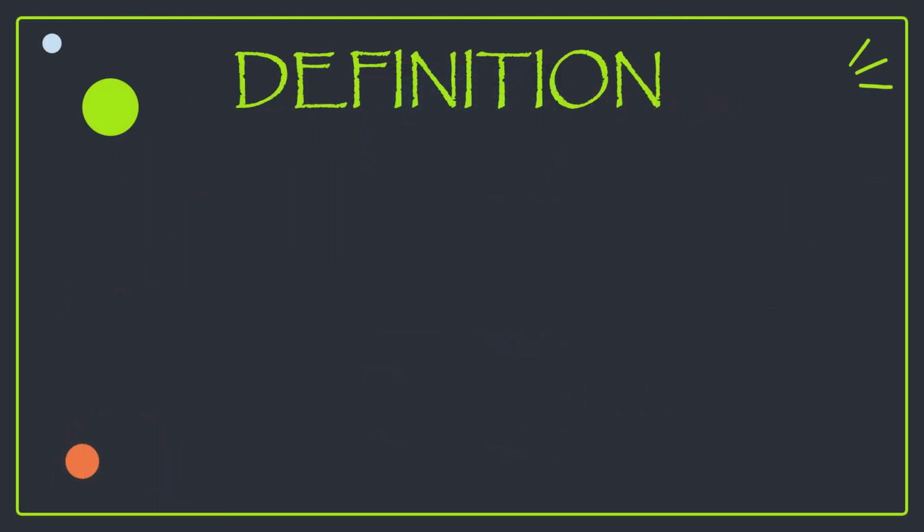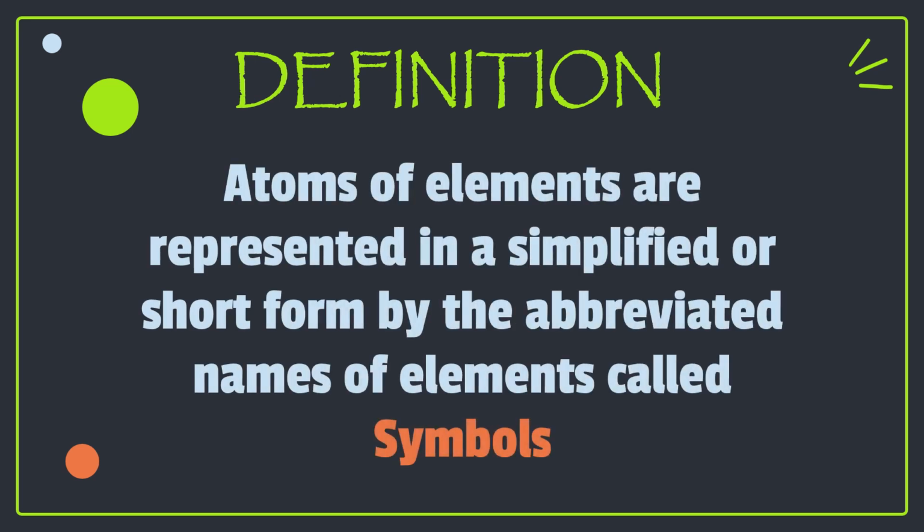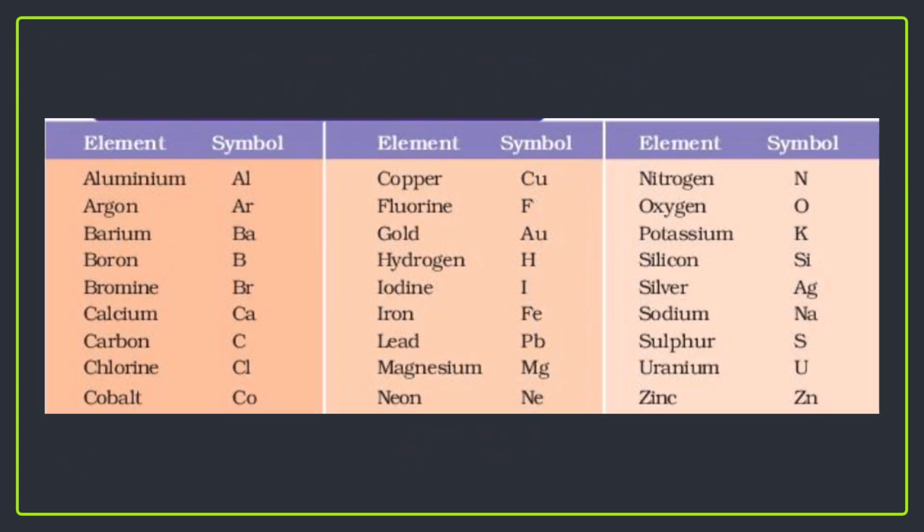Okay, so let's talk about the definition of a symbol. Atoms of elements are represented in a simplified or short form by the abbreviated names of elements called symbols. So these are a few examples of symbols of a few elements from the periodic table. We're going to be needing them a lot in the upcoming chapters.